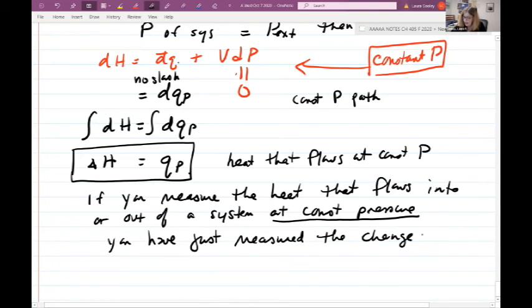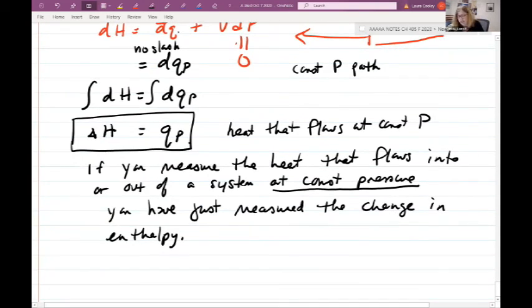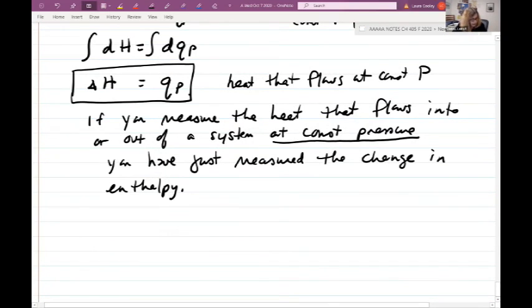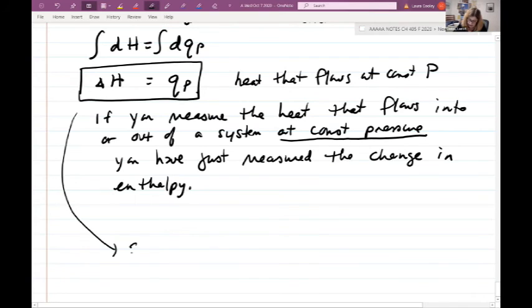Now, that doesn't really help very much if you don't understand what enthalpy is. So I will spend quite a bit of time talking about how delta H and delta U are related to one another.